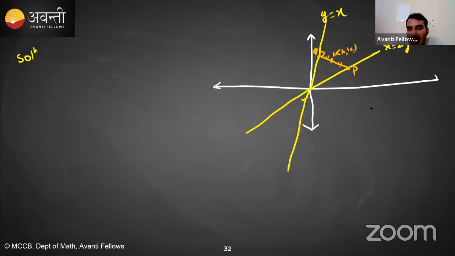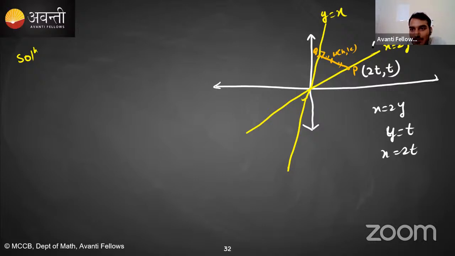So tell me student, x is equal to 2y. Let's assume any point. Let's assume that y is some point, let's say t. So how much will x be? 2t. So any general point on this line I can assume as (2t, t). Is this clear, everyone?